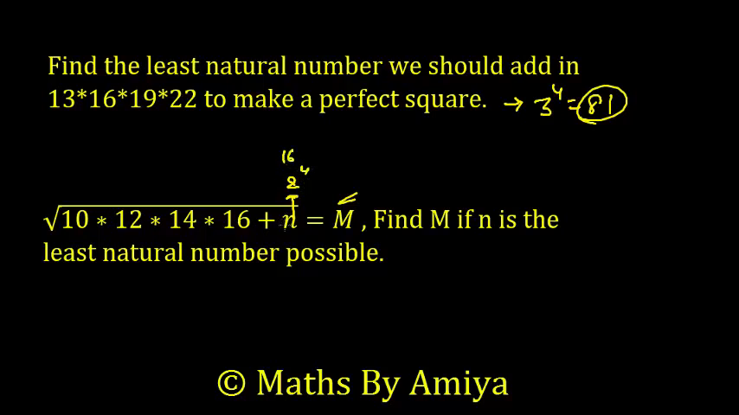But our question is not to find n, our question is to find m, and we know how we find m. First term into last term plus common difference square, that is 10 into 16 plus common difference square, which is nothing but 164. So m is nothing but 164. I hope this is clear to you.